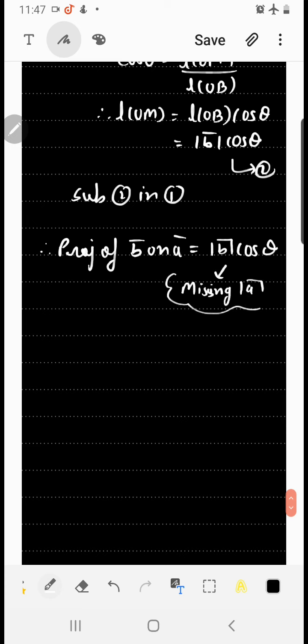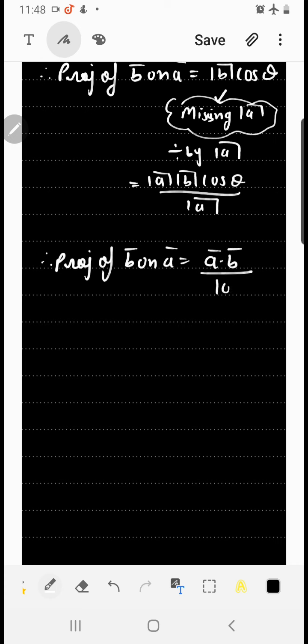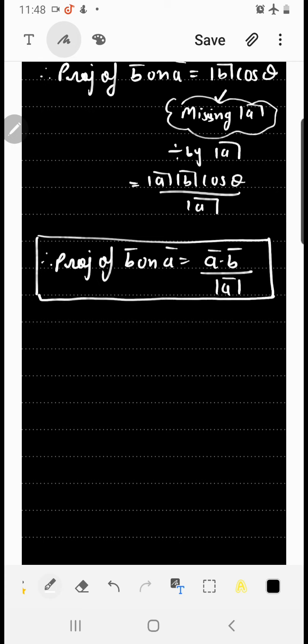And when I say mod a is missing, let us say we divide by mod of a. If I do so, what I get is mod of a, mod of b, cos theta upon mod of a. So I finally got the result for projection. Projection of b bar on a bar is equal to a bar dot b bar upon mod of a. Dot product, however you write it, makes no difference. So that is how we get the projection formula, which can be used to find length. Please remember this. Now ideally we are supposed to put mod on this.